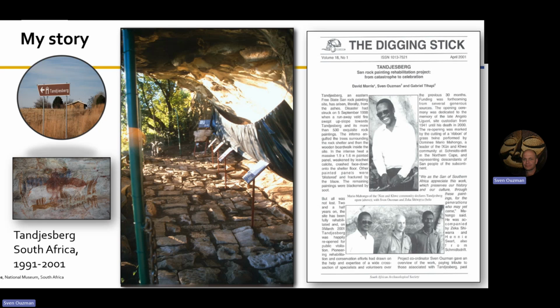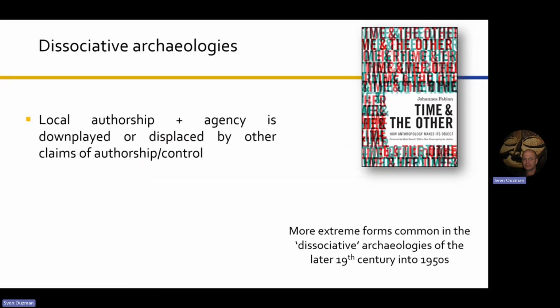I just had, last week, the opportunity to chat to his family at Platfontein in the Northern Cape. 97% unemployment in Platfontein. So are there ways in which sites like this, developments like this, can assist people who have moral rights to it, if not direct genetic or historical rights? Because if we don't do this, we're then guilty of dissociative archaeologies, where the local authorship and agency is downplayed or displaced by competing claims of ownership.